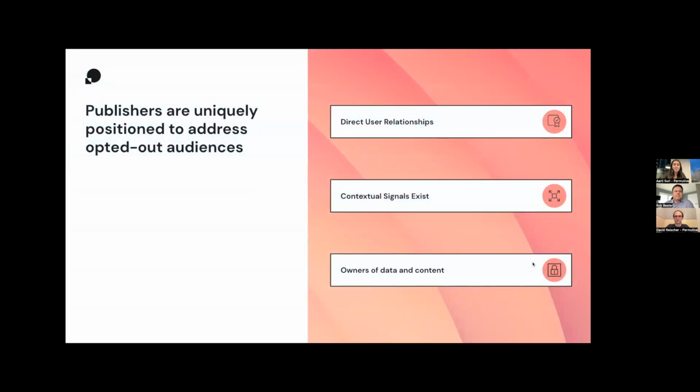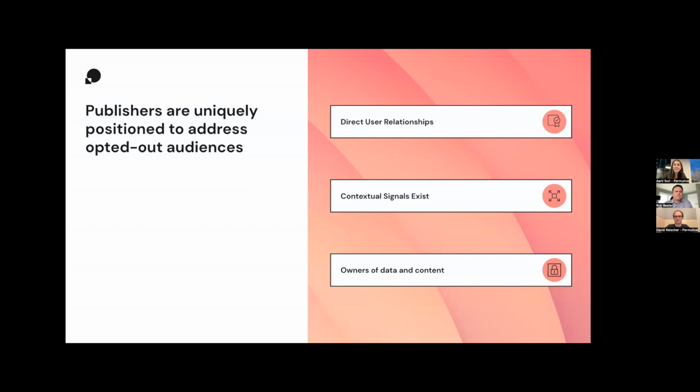And we believe that publishers are really uniquely positioned to address the entirety of their opted out audiences. There are three fundamental reasons for that. One, publishers have a direct one-to-one relationship with their users. They have an opportunity to rebuild consumer trust by capturing consent responsibly and working with enablers of data rather than intermediaries of data.